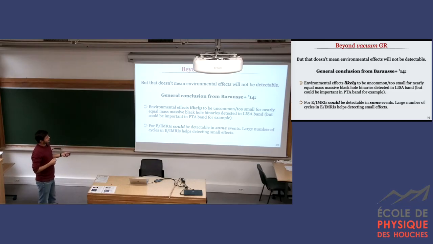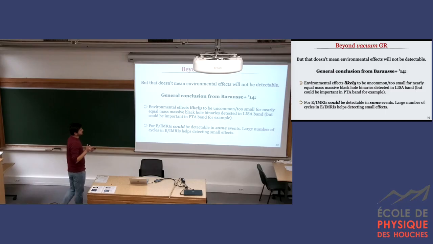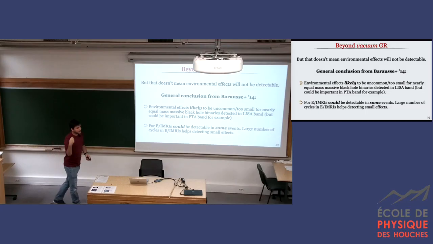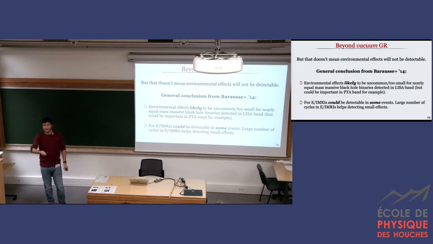And essentially, what is important for EMRIs is the fact that you see them in band with a lot of cycles. Even if environmental effects are small, and that's also true for beyond-GR effects, for example, EMRIs are quite good at constraining small effects because you see them going in band for tens of thousands of cycles, right? So any small effect will build up over time and might become detectable.